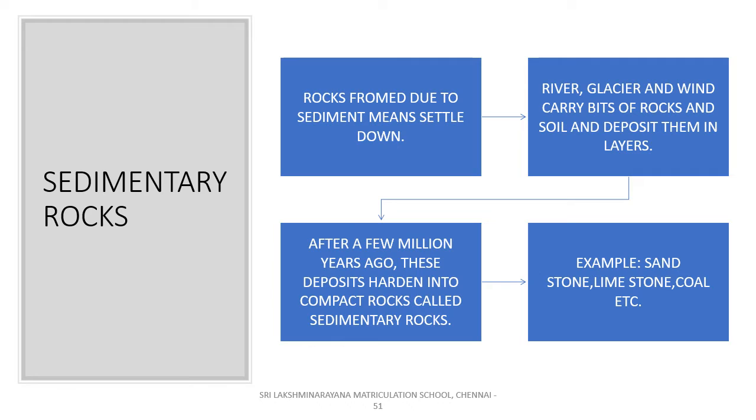Our second type of rocks is called sedimentary rock. These sedimentary rocks are named after the Latin word sediment, meaning settle down. Rivers, glaciers and winds carry bits of rocks and soil and deposit them as layers. After a few million years, these deposits harden into compact rocks and are called sedimentary rocks. The bodies of plants and animals that fall on these deposits get buried in these layers, and they form fossils. Sandstone, limestone, chalk, gypsum, coal, and conglomerate are some examples of sedimentary rocks.